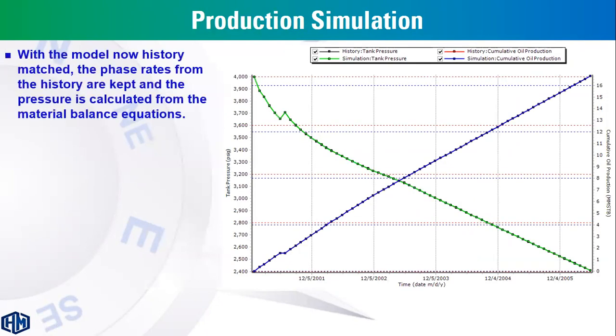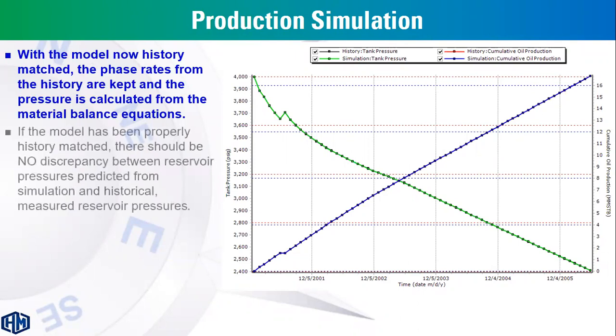So the next step is to apply production simulation, to predict the pressure from the flow rates and check to fine tune your analytical model. So this model is typically matching the historical data, as you can see.